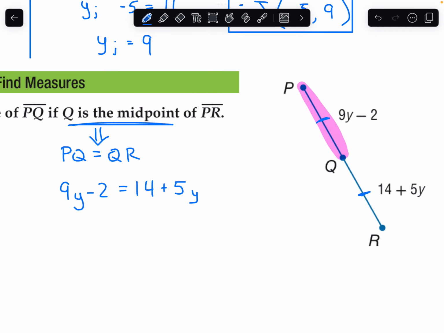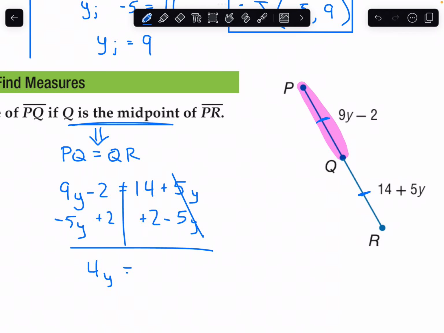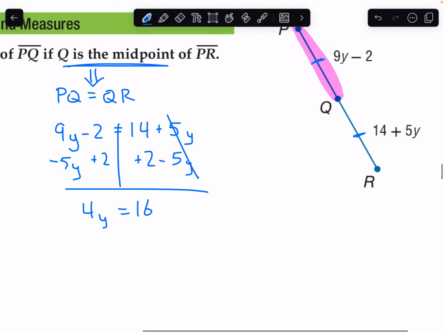All we need to do is solve this equation for y. I have one variable, one equation, totally doable. Subtract 5y from both sides, and that'll get rid of them on this side. We'll be left with 4y's. Let's add 2 to both sides. 14 plus 2 equals 16. Divide both sides by 4. 16 divided by 4 is 4. Don't stop. This is not the final answer.